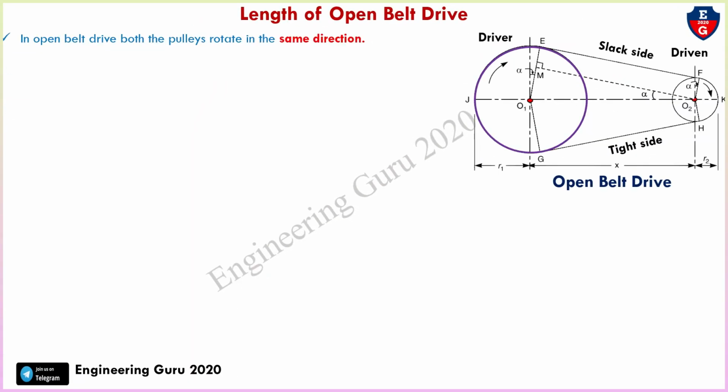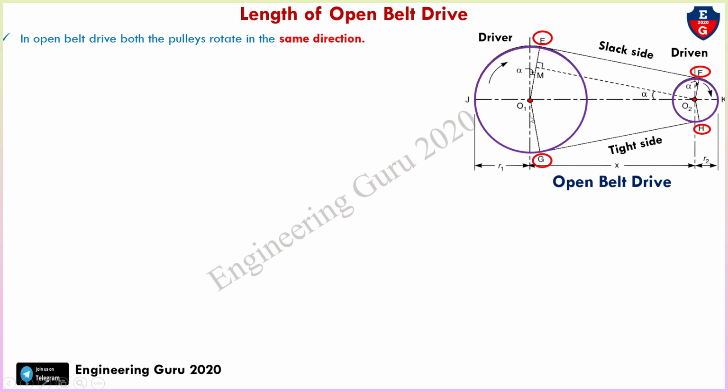In open belt drive, both pulleys rotate in the same direction. The open belt drive is used when shafts are arranged parallel and rotate in the same direction. In case of the driver pulley, the belt is pulled from one side and delivered to the other side. Thus, the tension in the lower side belt will be more than in the upper side belt. So the lower side belt is known as the tight side, whereas the upper side belt is known as the slack side. You can see this in the figure. So this is the tight side and this is the slack side.